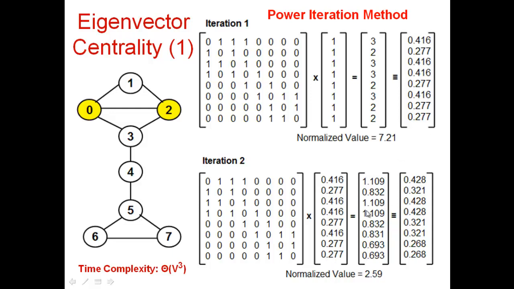Once you get this product vector, again normalize it. For that we need to find the normalizing value. It is 1.109 square plus 0.832 square plus 1.109 square plus 1.109 square, 0.832 square, and so on. Then take the square root of the sum of the squares, and you get 2.59. Now divide each of these entries, 1.109 and so on, by 2.59, and we get 0.428, 0.321, and so on.